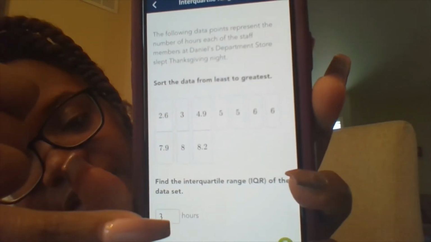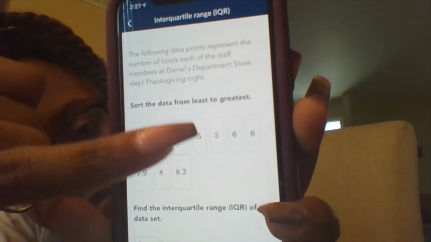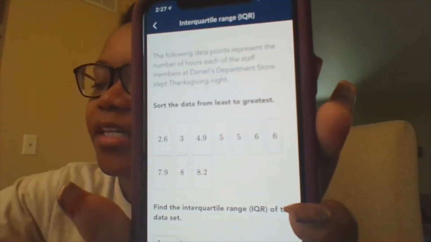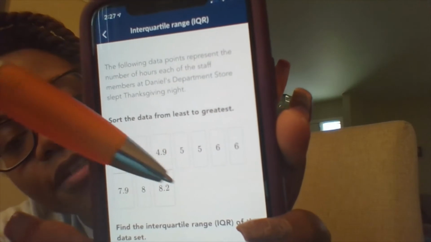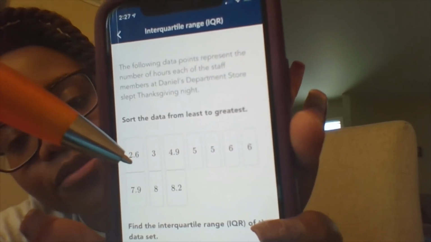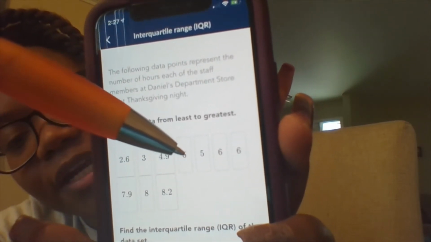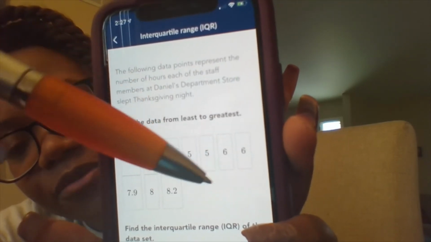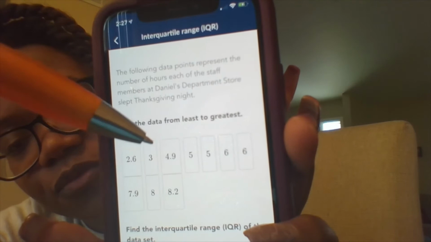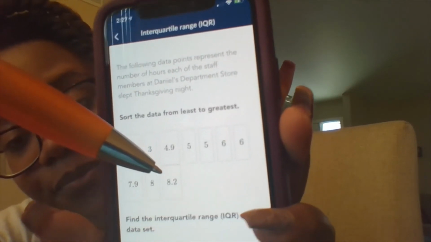And then to find the interquartile range, I had to find the median of the lower half. So we have to start by dividing it in half. There were a total of 10 values. So the first 5 numbers, 2.9, 3, 4.9, 5, and 5, are the lower half. The middle value out of those 5 numbers is going to be 4.9. So the Q1 is 4.9.